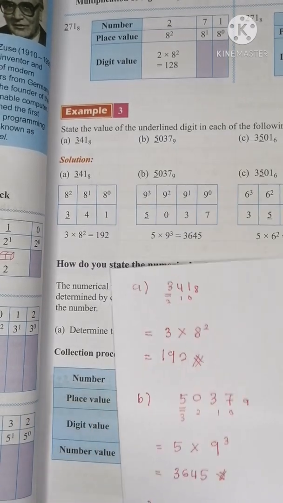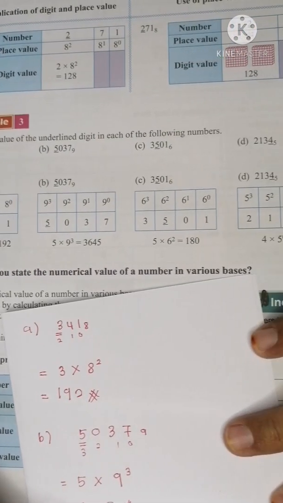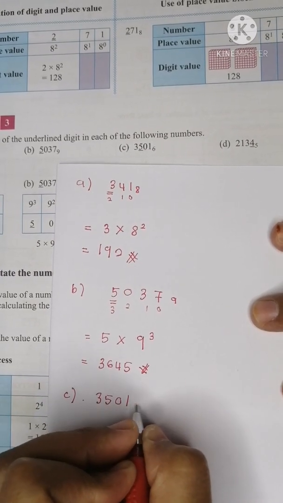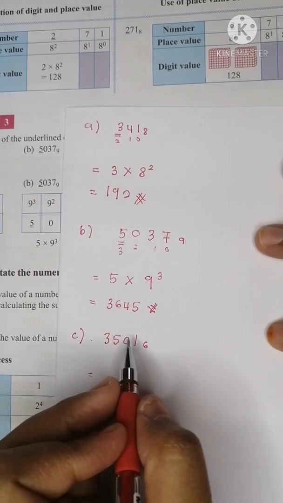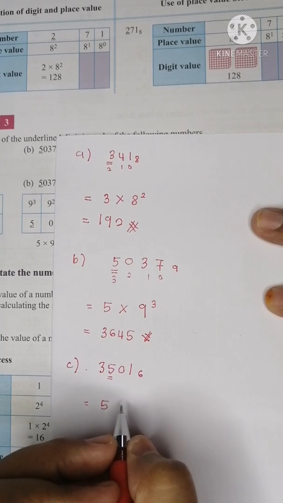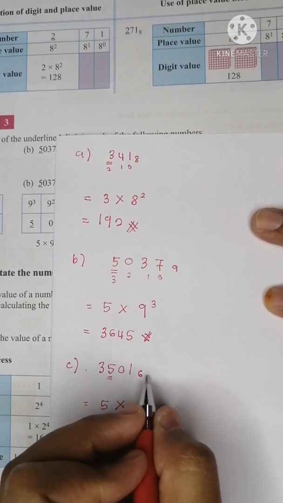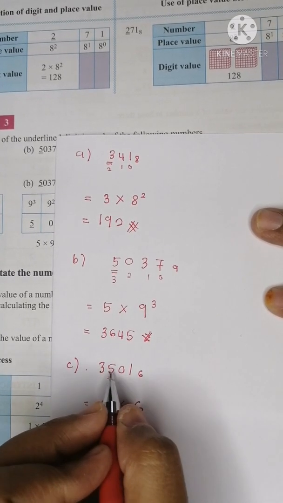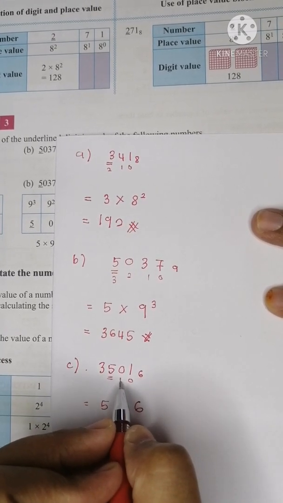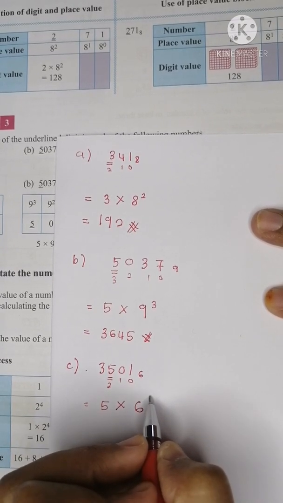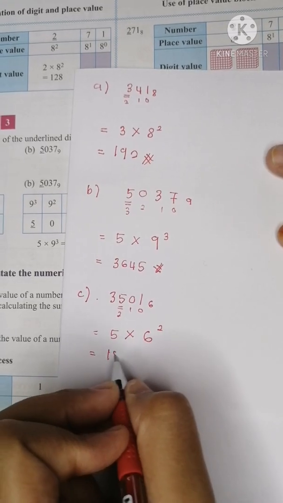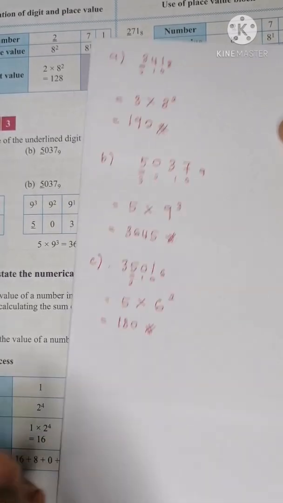Now C. Look at C. The number is 3501 base 6. The underlying digit is 5. Take out the 5, times with 6, which is the base, and then the position of 5. Where is the position of 5? 0, 1, and 2. So the power is 2. So 5 times 6 to the power of 2 is 180. Okay, ABC.